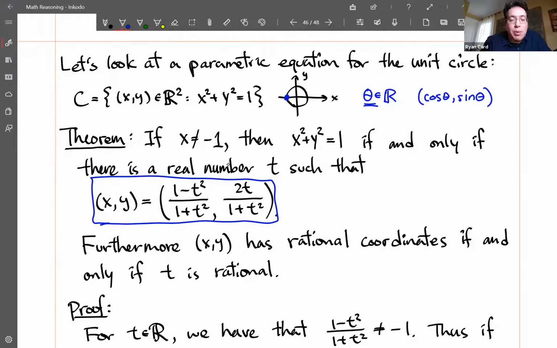Furthermore, x and y have rational coordinates. When I say rational coordinates, I mean both x and y are rational numbers, if and only if t itself is rational. So you could identify points on the real number line with rational coordinate points on a circle. So that's kind of nice. Okay, let's see how you might prove something like this.